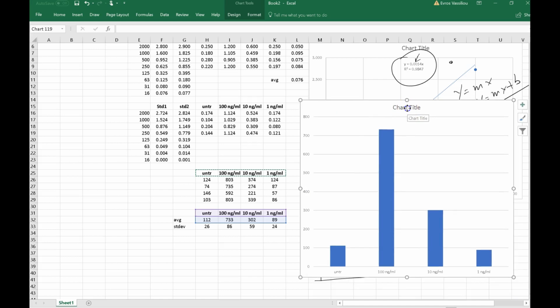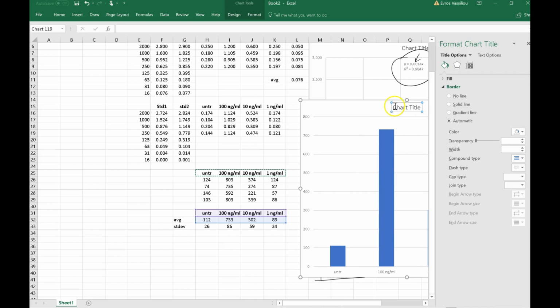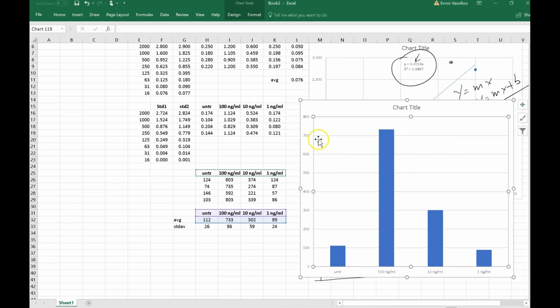Now, you could label your chart, change it and say, okay, this is a TNF alpha ELISA. I would definitely label my y-axis. Your y-axis, in this case, you say picograms per ml. You want to label your graph so someone who just sees it for the first time knows what they're looking at.